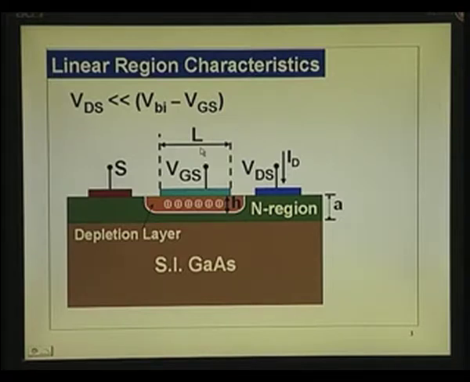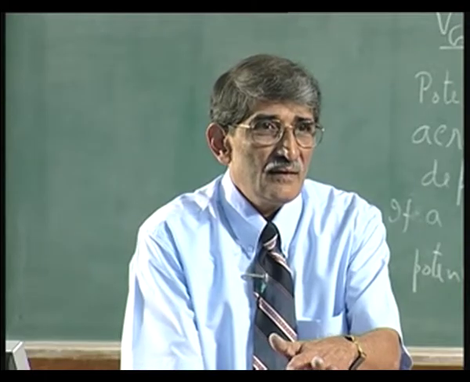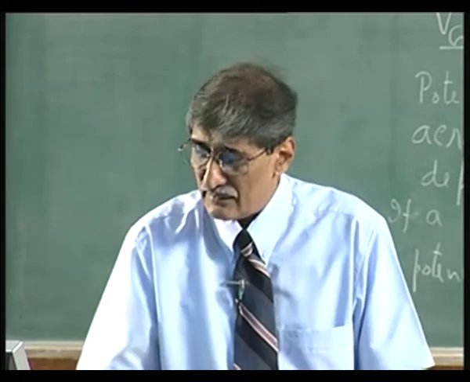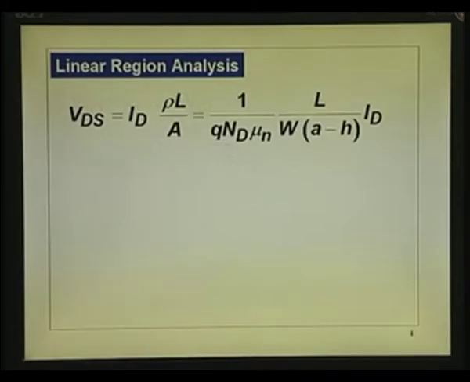So, if you satisfy this condition, this whole region from here to here is a fixed resistor of height A minus H. H is constant right through. So, VDS is equal to ID into rho L by A. L is the channel length, rho is the resistivity of the n layer, A is the area of cross section. Now, you see substitute, it is much simpler compared to the MOSFET. Okay. In fact, even circuit engineers enjoy writing these equations because it is all that is there.